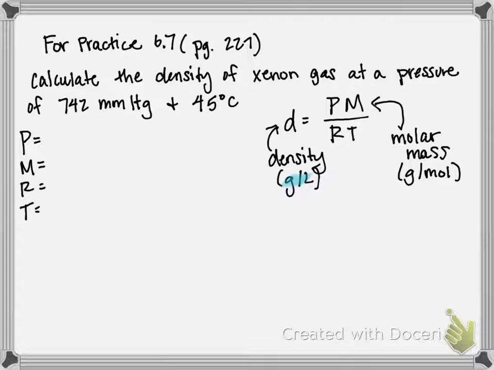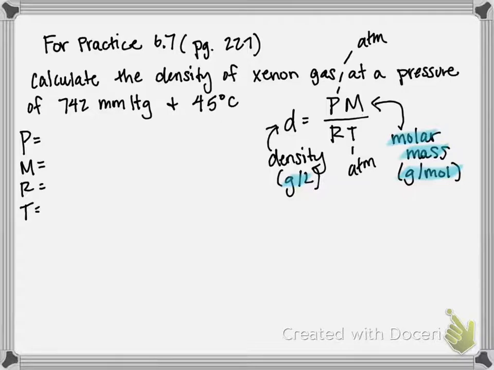In this case, big M stands for the molar mass in grams per mole, divided by R, which is our ideal gas constant, and T, which is temperature, needs to be in units of Kelvin. And our pressure needs to be in ATM. So all this is just a rearranged PV equals nRT equation so that if we want to, we can solve for the density of a gas.